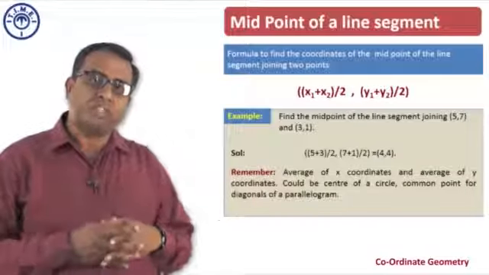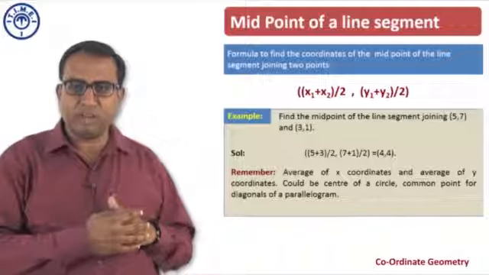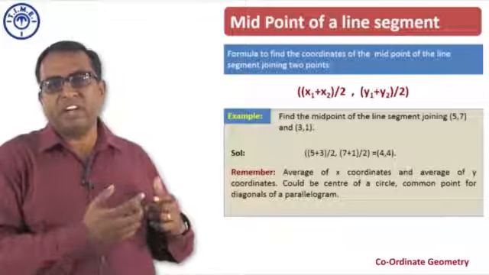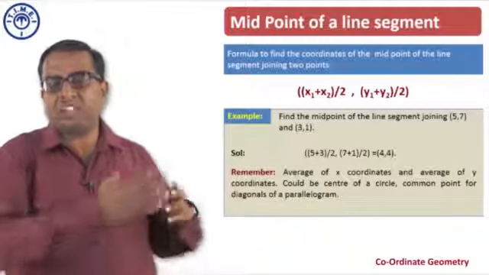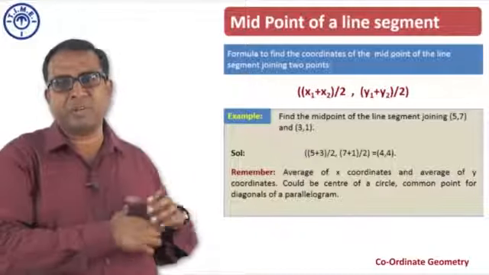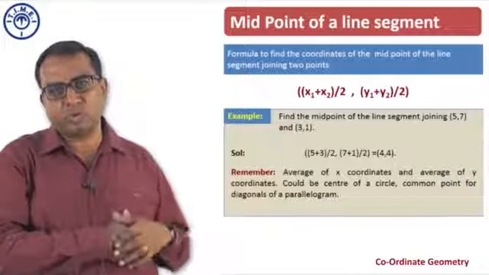Let us come to the next important thing. If 2 points are given to us, we have learned how to find the distance between the 2 points. So if 2 points are given to us, it is quite interesting to know what is in the exact middle of this. In fact, the formula to find the coordinates of the midpoint of the line segment joining 2 points is (x1 plus x2) upon 2 and (y1 plus y2) upon 2.